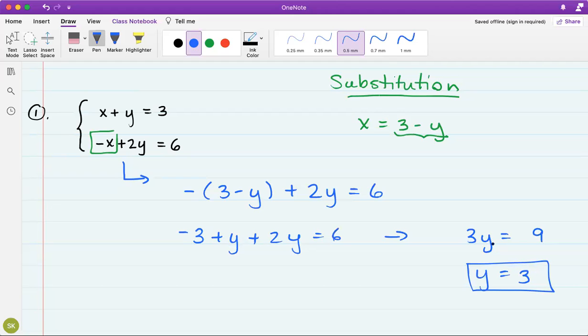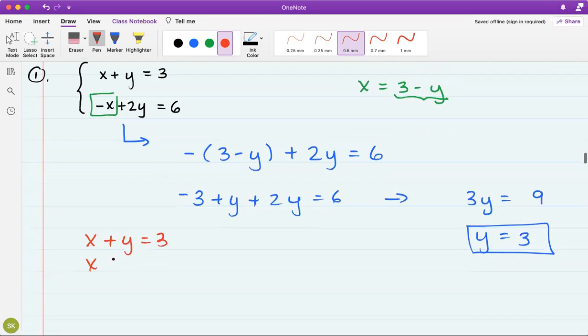To find the other variable, we just take what we found for y and plug it into either equation. Okay, so how about we plug it into the first one? So the first equation is x plus y is equal to 3. So we get x plus 3 is equal to 3. So x is equal to 0. And so we got the point (0, 3), just like we did when we were graphing.